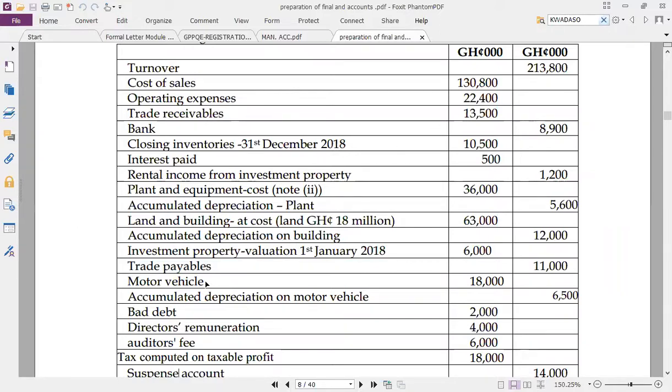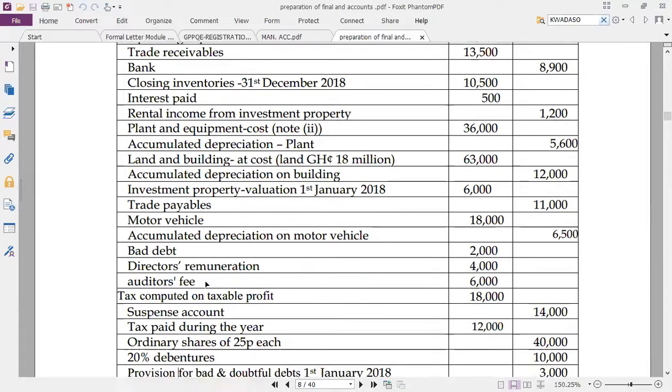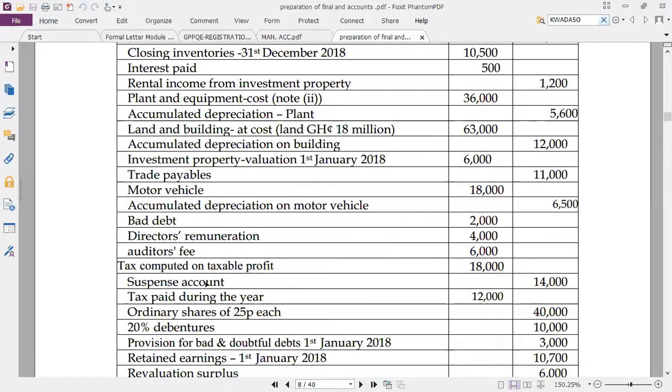Except for if it's in what? The footnote, where you have to less it from the receivable and add it to operating expenses. Directors' remuneration. Yes, it forms part of the operating cost. Auditor's fee, it will form part of the operating cost. Tax computed on taxable profit. That is the current year tax, and you add it to your income tax expense, and it ends there.